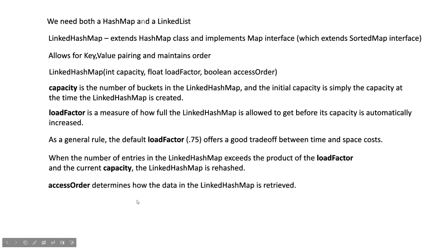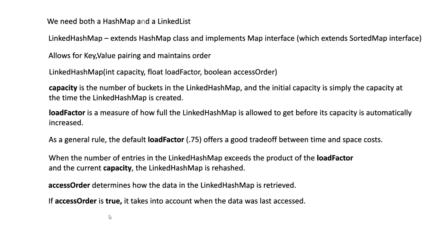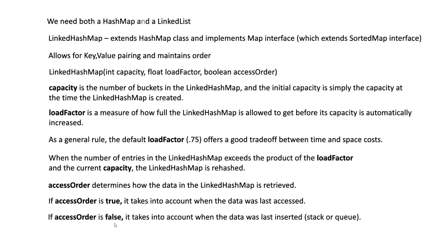And finally, the access order determines how the data in the hash map is retrieved. So if access order is true, it takes into account when the data was last accessed, which is just perfect for this problem. I actually think LinkedHashMap was created just for the LRU cache situation. If access order is set to false, it takes into account when the data was last inserted, like a stack or a queue, which we don't care about in this case.